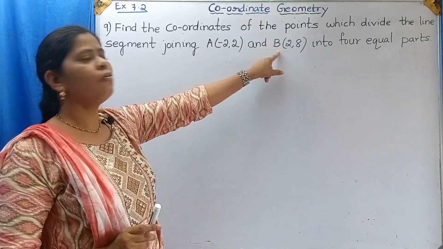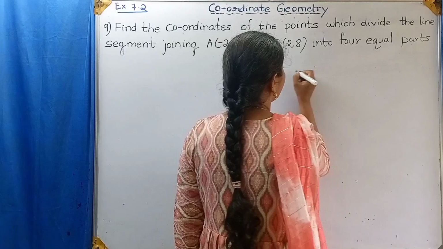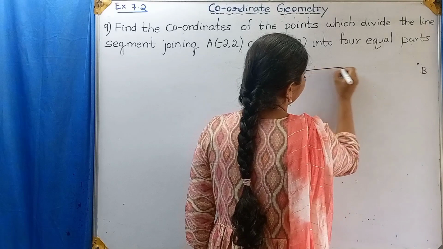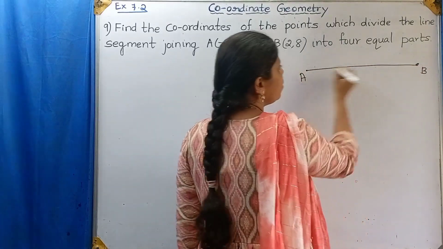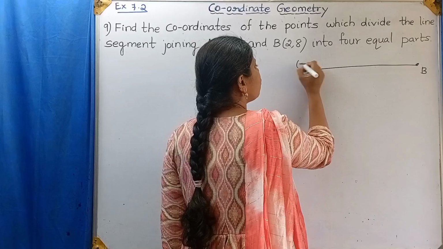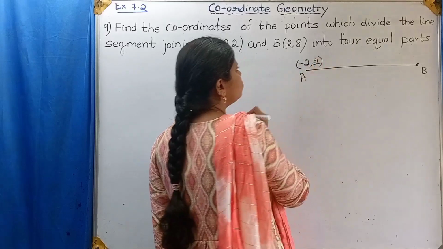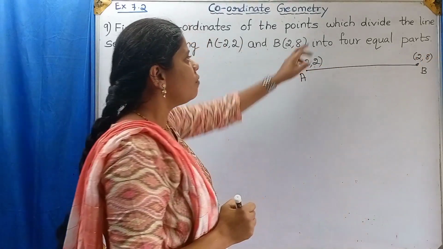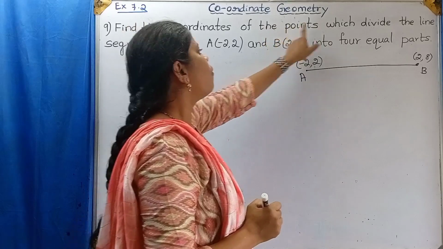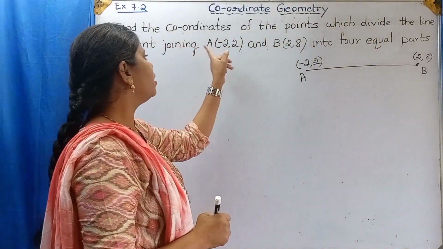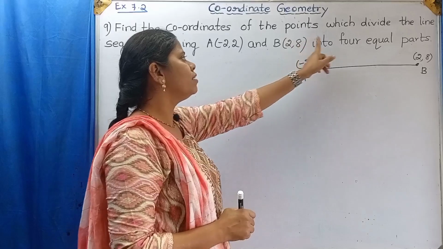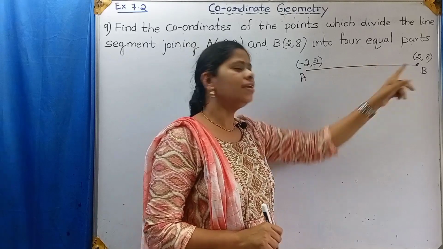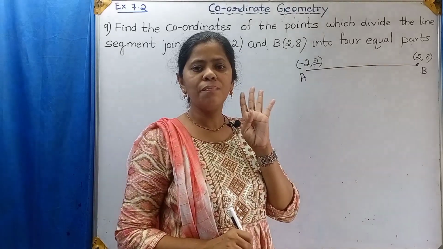They have given 2 points, A and B, and a line segment AB is joined. Say the coordinate of the point A is (-2, 2), and the coordinate of the point B is (2, 8). Now let us read the question. The points which divide the line segment joining A and B into 4 equal parts means what? A line AB is divided into 4 equal parts.